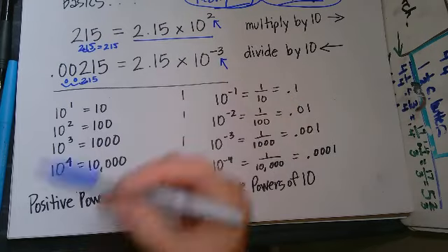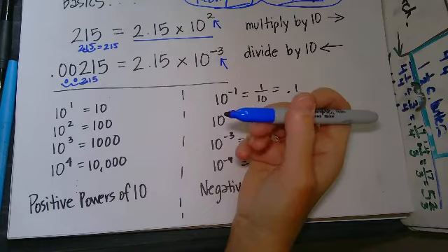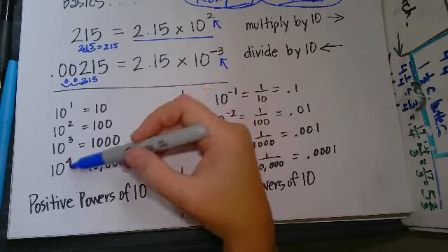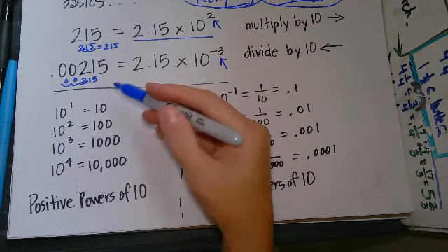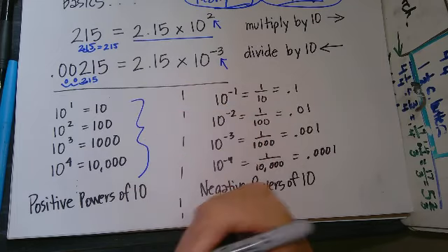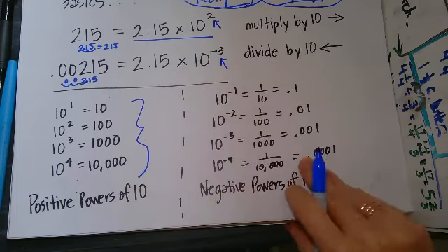And these, of course, are not all of them. They continue, but you should know that 10 to the first is 10. 10 squared is 100. 10 to the third power is 1,000, and 10 to the fourth power is 10,000. You probably already know these, but we consider them the positive powers of 10.